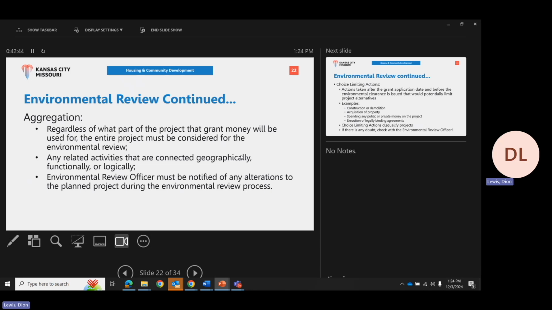Any related activities that are connected geographically, functionally, or logically have to be included. The environmental review officer must be notified of any alterations to the planned project during the environmental review process. You didn't turn in the plan, and all of a sudden you made some alterations, thinking they won't find out. If they do find out, that's going to cost you.